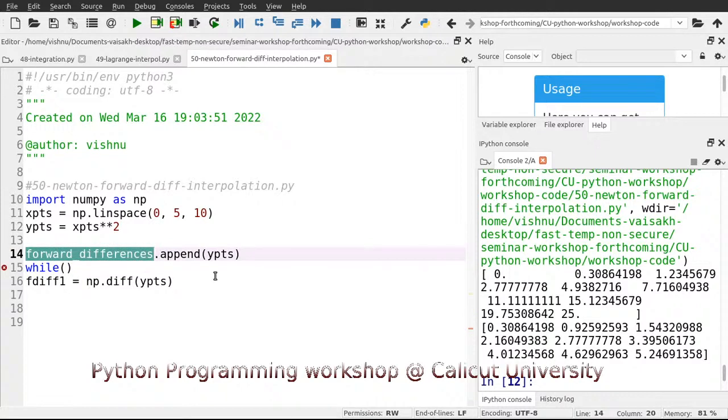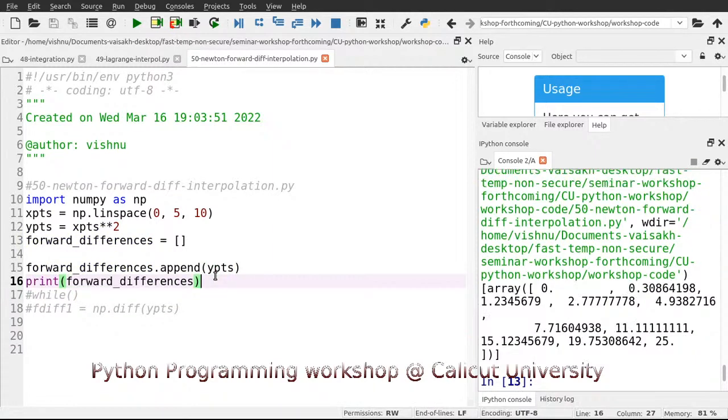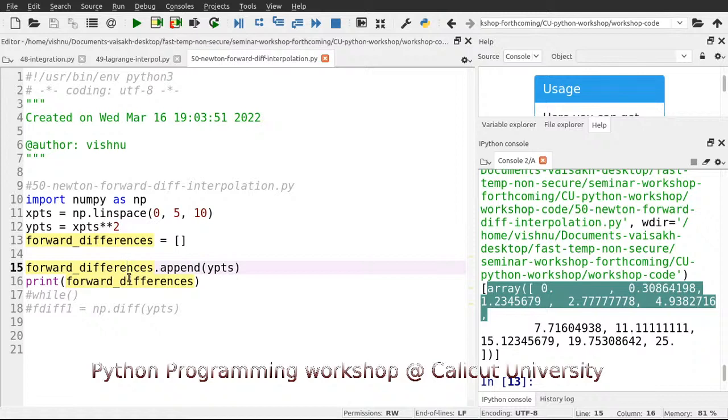Just 1 second. Keep it as an empty list, first of all. While, what do we need to do? Take the last element in this forward differences list. This is the list consisting of, again, arrays, with only one element in it as of now. Let me show that first. This is a list, and inside that there is an array. Let us take that array and find the length of that. Which array? The last array. How do you find the last array? Last array is length minus 1.